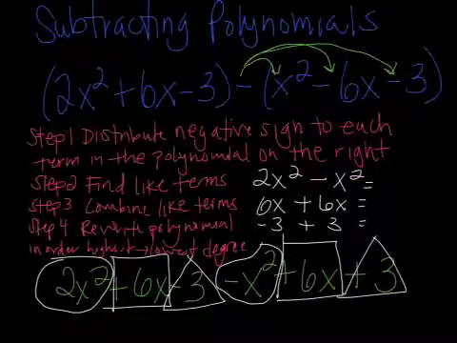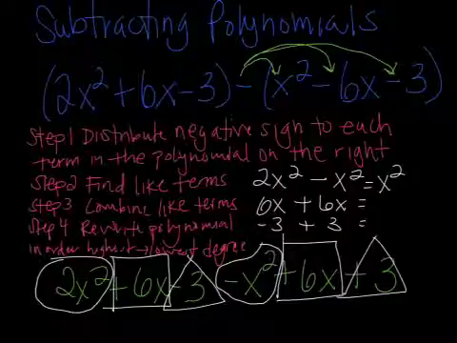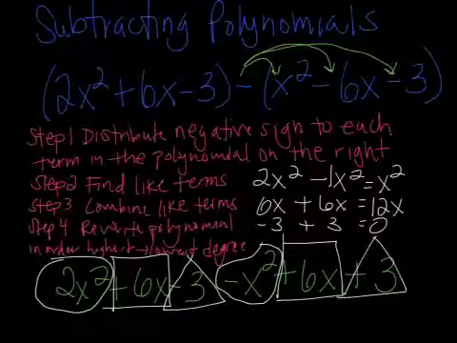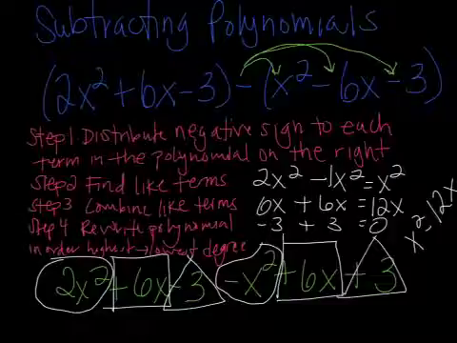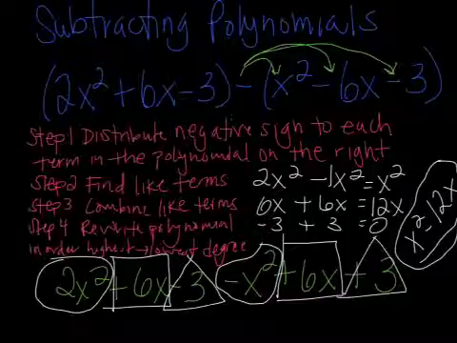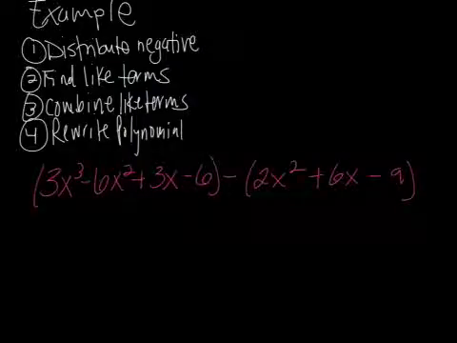So 2x squared minus x squared leaves me with 1x squared. 6 plus 6 gives me a 12x, and negative 3 plus 3 is 0. So my final equation would be x squared minus 12x. Let's look at another example together. Remember our steps. Distribute negative, find like terms, combine like terms, and rewrite the polynomial.